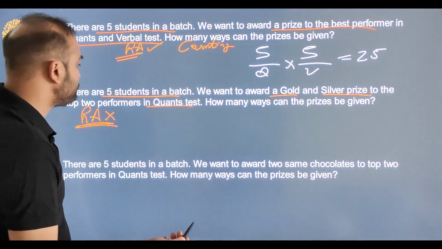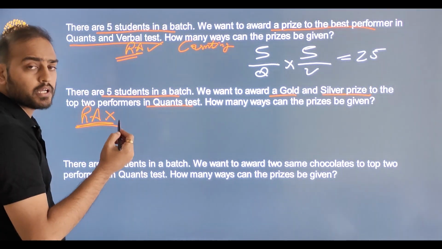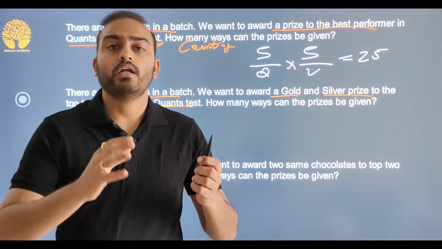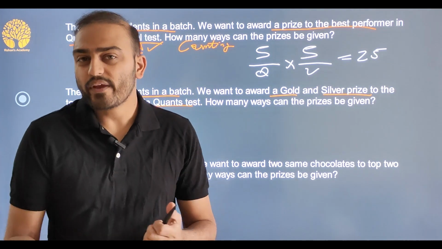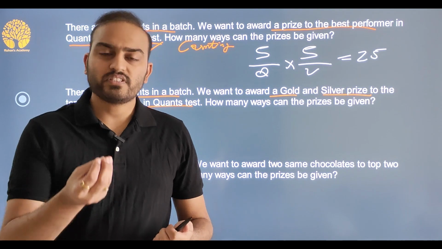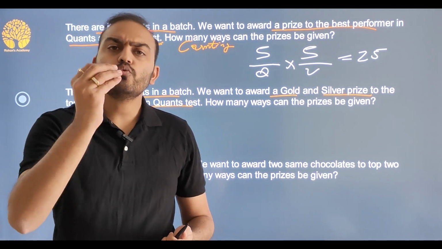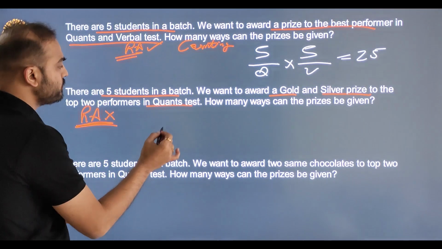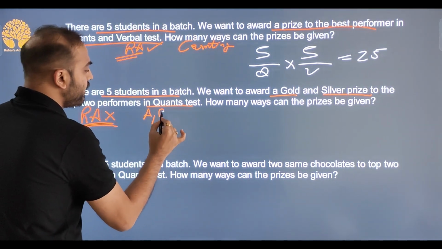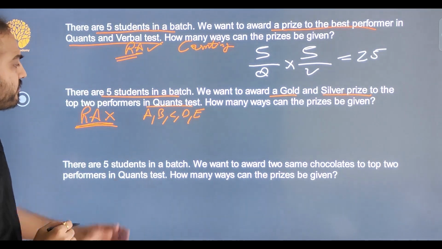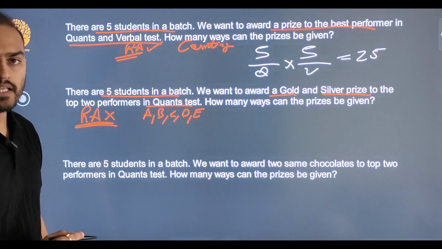So then what do we do? There are 5 students, right? Does the order matter? Think about it. Now another question comes: how do I decide whether order matters or not? The simplest way is to assume an example, a live case. Say for example here the students are A, B, C, D and E.